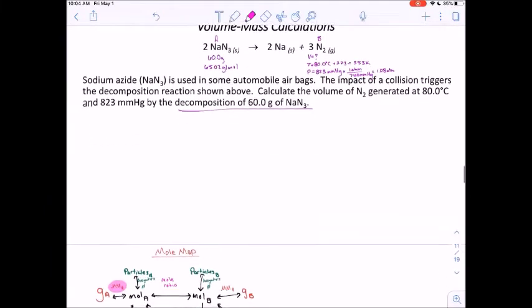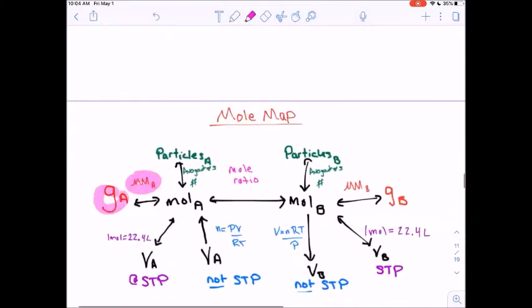So now I have all the information I need to start this problem, so I'm going to identify my pathway here. I'm starting at grams of A, and we just said our first conversion factor is that molar mass of A to get to moles of A. Then I'm trying to get to my volume that is not at STP of my B. So following the pathway here, I'm going to need to use the mole ratio to get from moles of A to moles of B. And then I'm going to need to use V equals nRT over P to get from moles of B to my volume of not-STP gas. So that's the pathway I'm going to use.